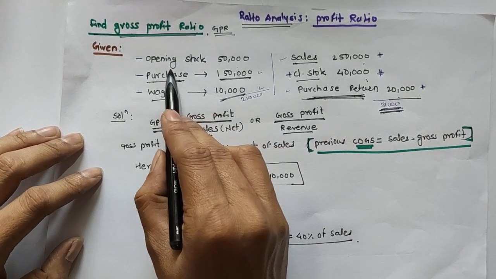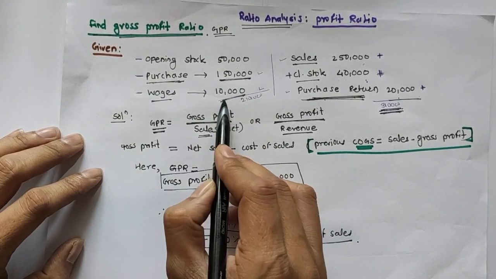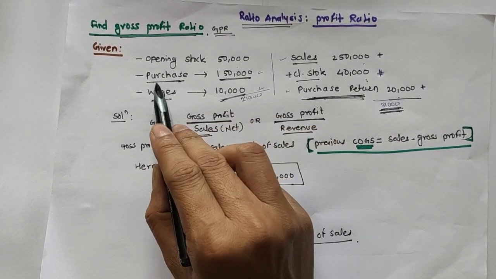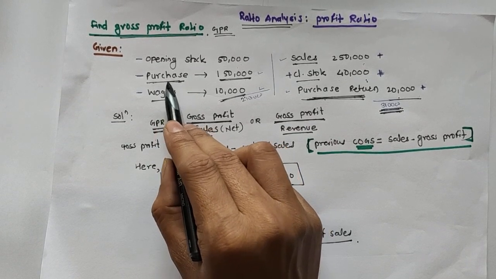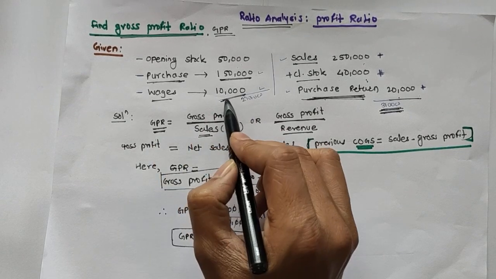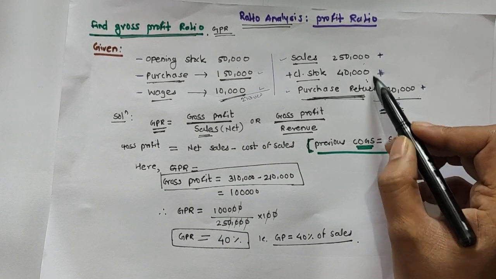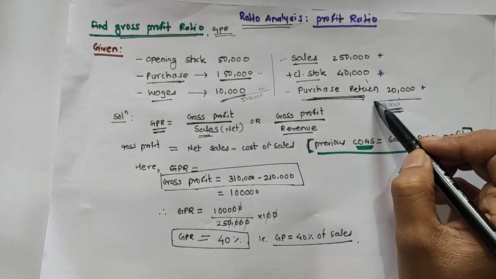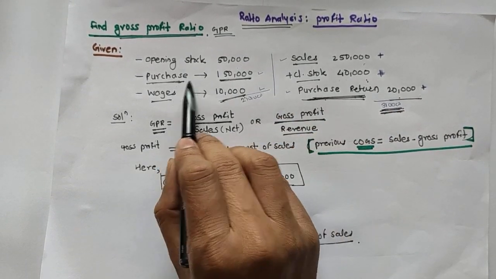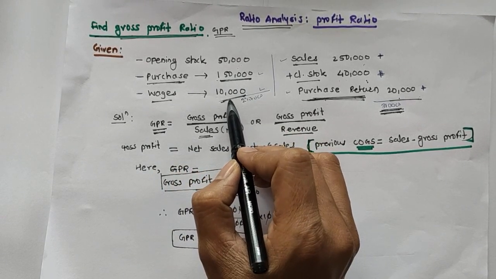Then see, opening stock is 50,000, purchase is 1,50,000 and wages paid are 10,000. As a shopkeeper, when you are purchasing something, you are spending money. You are paying wages to your workers, that means you are spending money. On the right side is all the income, and on the left side I have written all the expenses. When you add purchase plus wages, that is 150 plus 10, you get 160, plus 50.